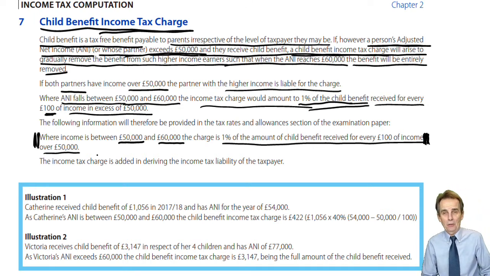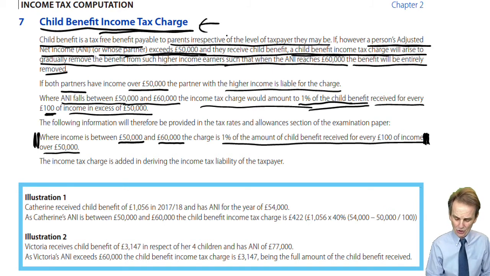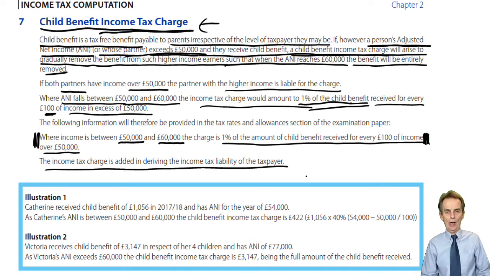Now, clearly, you're not expected to know what the amounts of child benefit are. They will be determined, of course, according to how many children the taxpayer has, and they are set down. Any such figure will be given to you within the question. So you will be given the amount of child benefit received. What you then have to do is to calculate this, the child benefit income tax charge, and that income tax charge, once you've computed it, is added in deriving our income tax liability at the bottom of our income tax computation there.